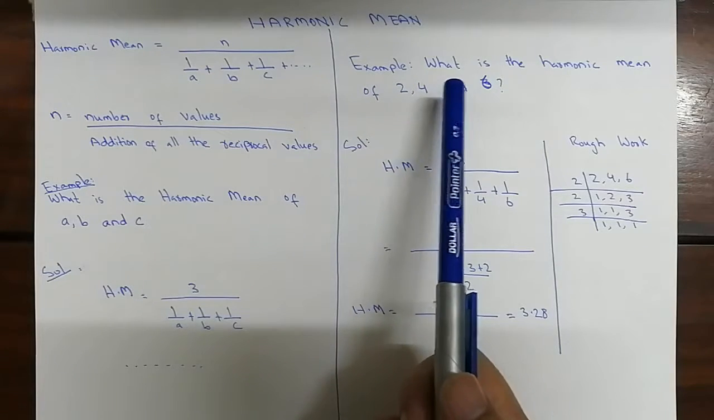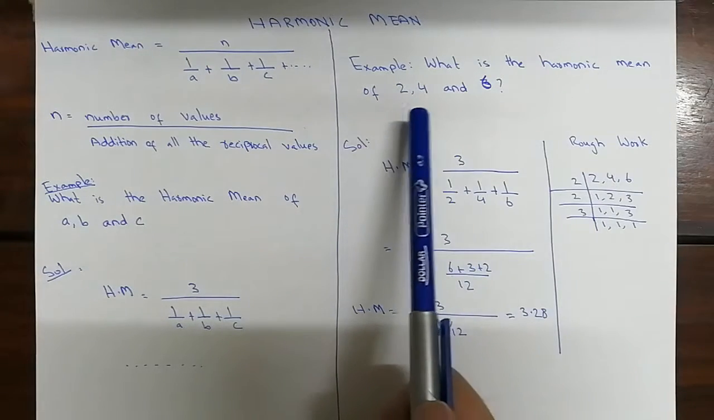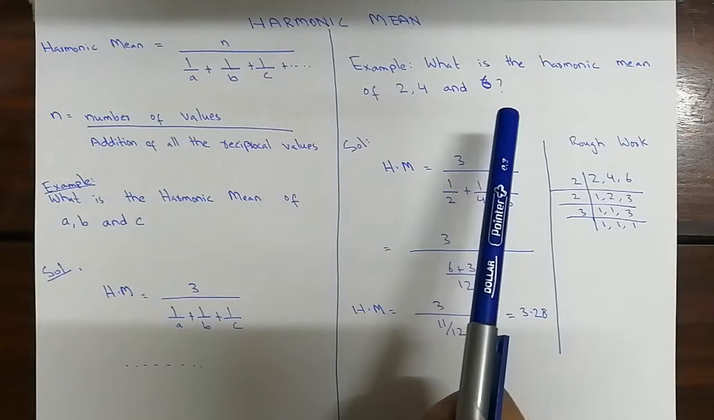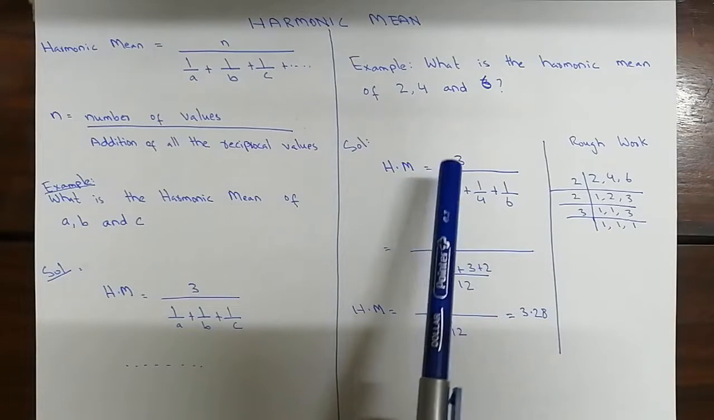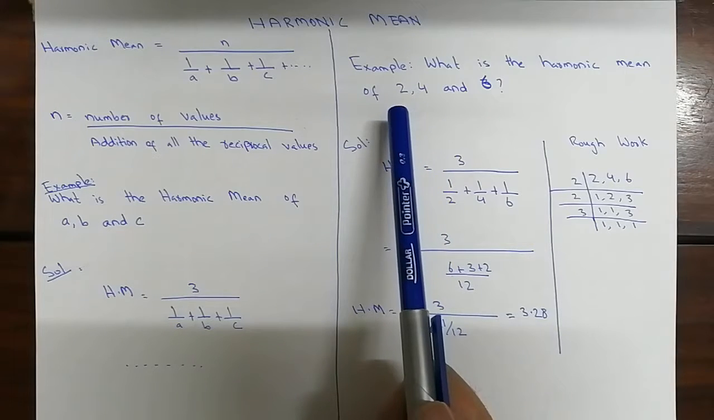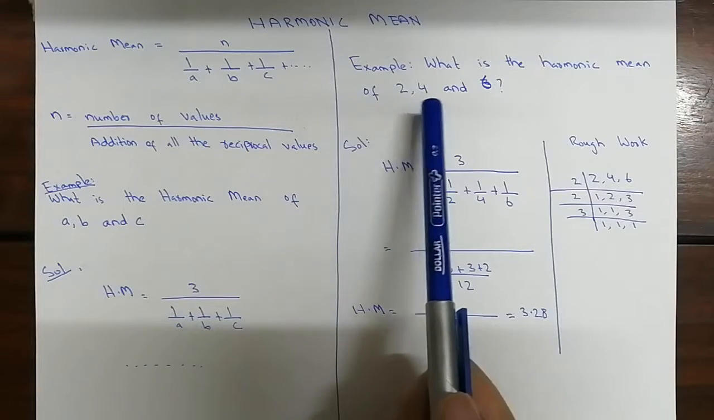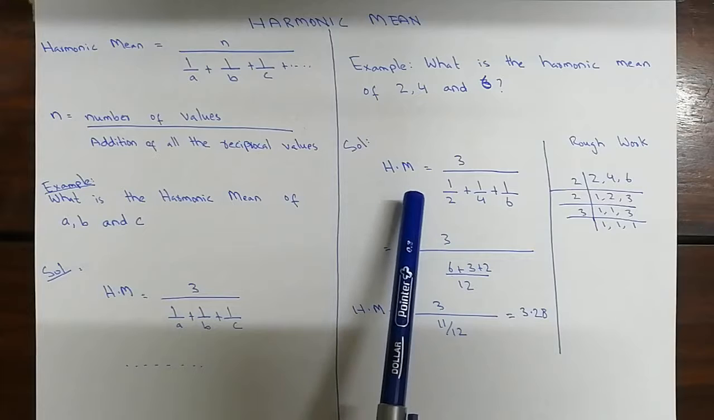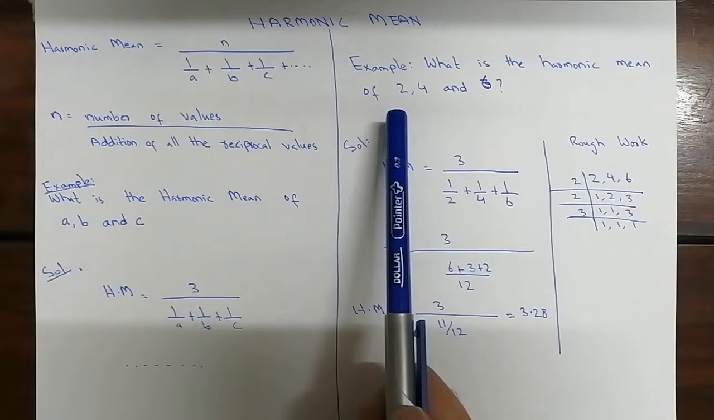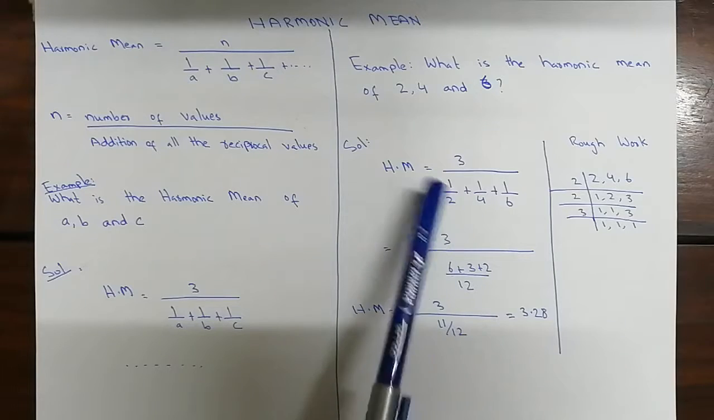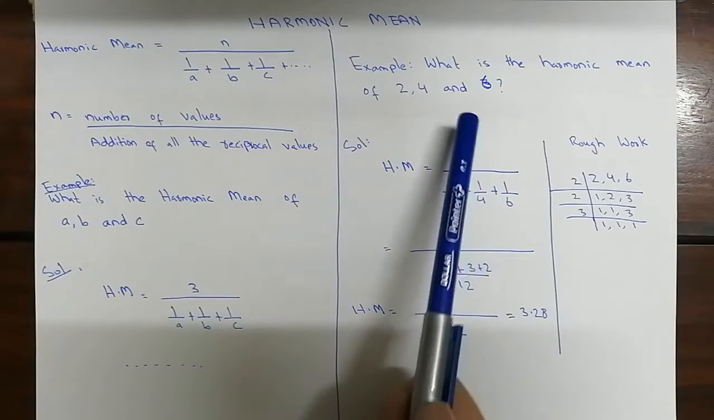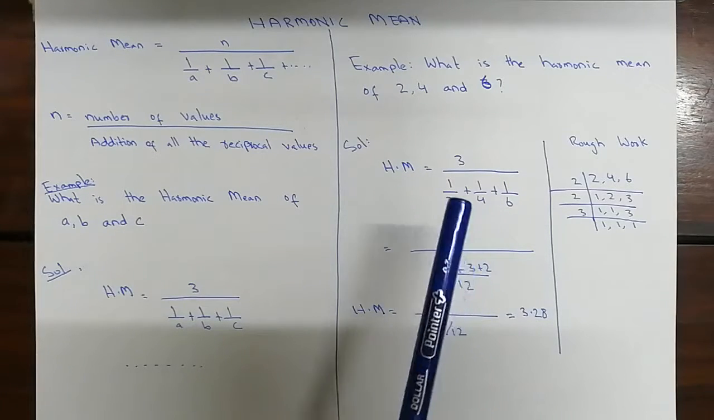Example, what is the harmonic mean of 2, 4 and 6? Remember, harmonic mean is equal to the number of values. How many values are these? These are 3: 1, 2 and 3. So 3 divided by the addition of the reciprocals of the values. So 1 upon 2 plus 1 upon 4 plus 1 upon 6.